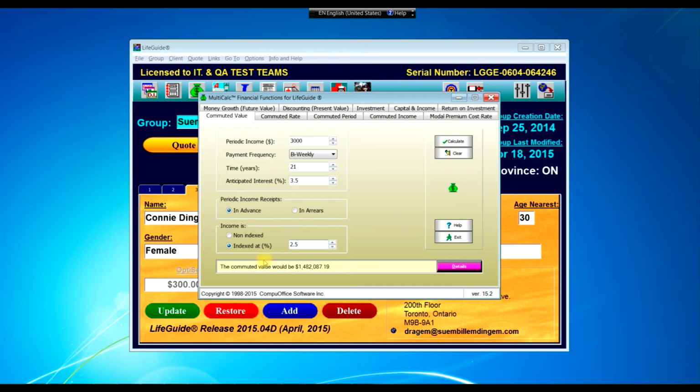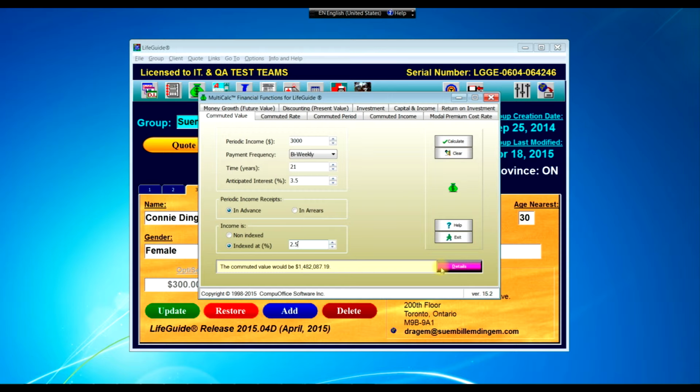Once we've entered that, we instantly have the commuted value calculated for us. So if this was done for the purpose of replacing the breadwinner's income, we would need $1,482,087.19, if anybody is interested, to replace that income. That sounds like a very high number. So why don't we take a look at the details?